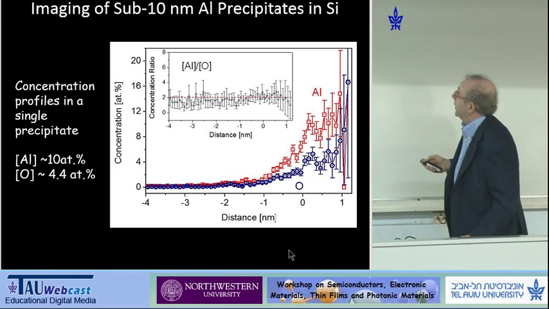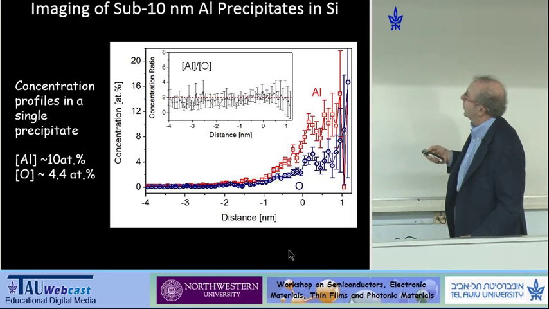Okay, and then plotted in this inset figure here is the aluminum to oxygen ratio, and you can see it's essentially constant at approximately 2 as a function of distance. This is the interface, this is inside the precipitate, and this would be in the matrix away from the precipitate interface.